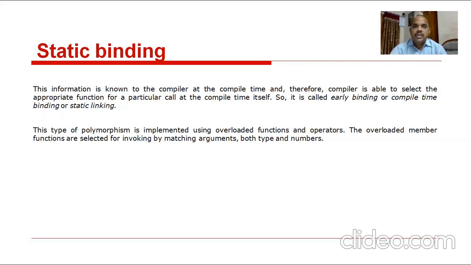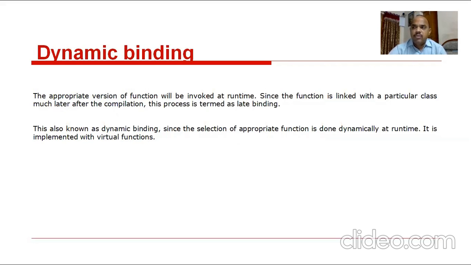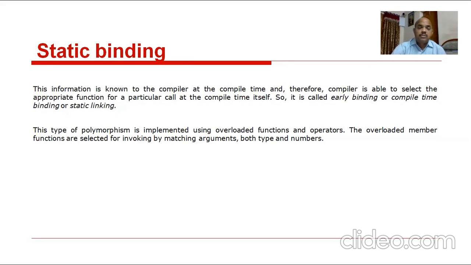Then the next one is dynamic binding. What is dynamic binding? Simply, the appropriate version. What are the example programs for static binding? Till yesterday's class, what programs were executed? Those are all example programs for compile time polymorphism. Clear? Function overloading, operator overloading programs, inheritance programs. Those are all compile time polymorphism examples.